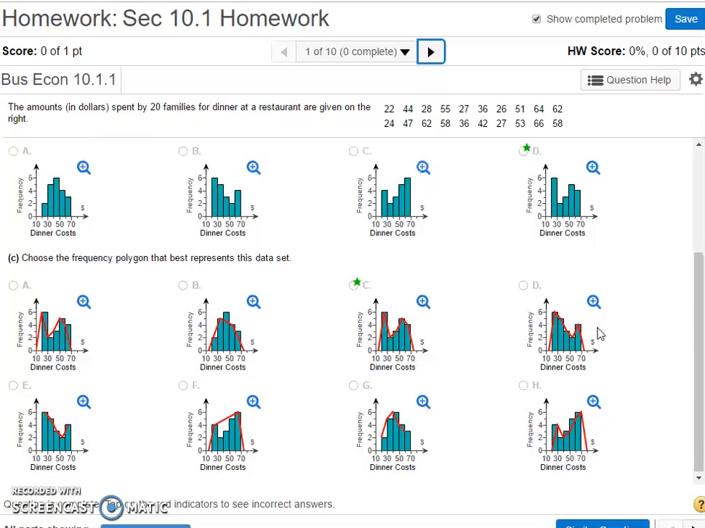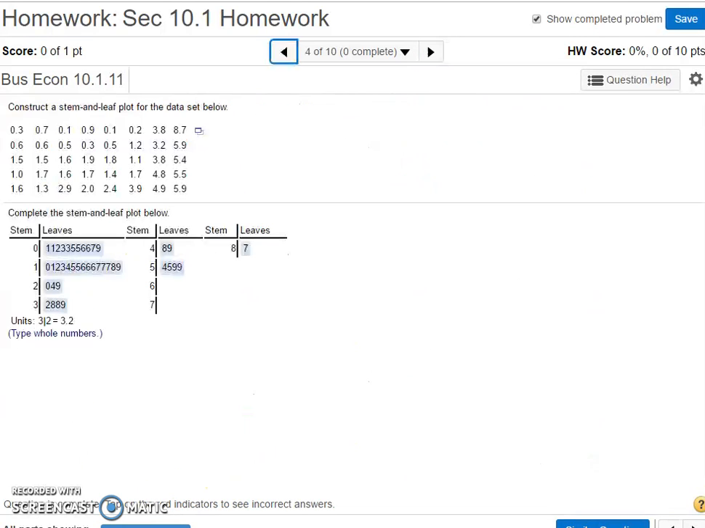And then as I go to the frequency polygon, what that's looking for is the midpoint. So you see how it goes from midpoint to midpoint to midpoint. But it has to be the same exact graph from the second point. So this is the same graph, and it's going from midpoint to midpoint. And that is how that question works.